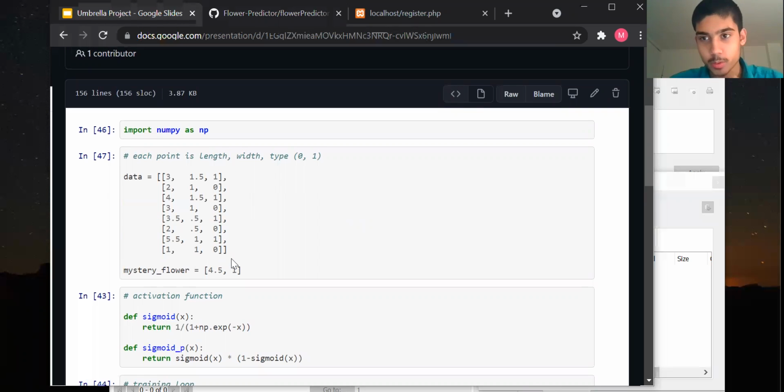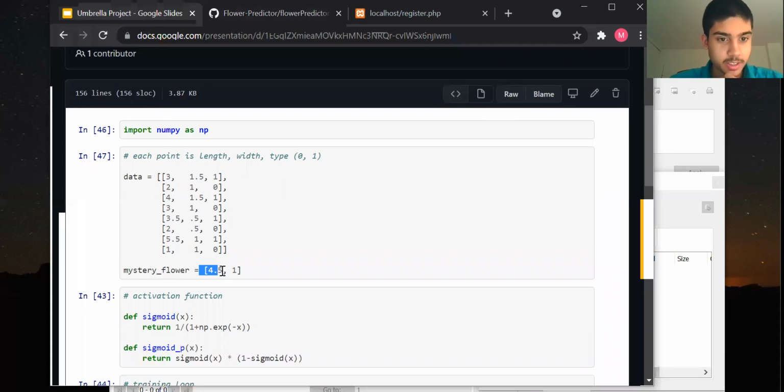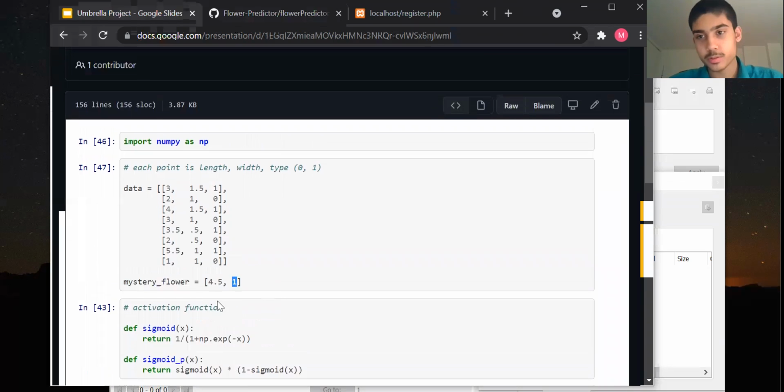So we gave many data points for us to make these predictions, but then we have this mystery flower right here with a length of 4.5 centimeters and a width of 1 centimeter. And so Bobby wants to figure out, what is this? Is this a blue flower or a red flower?